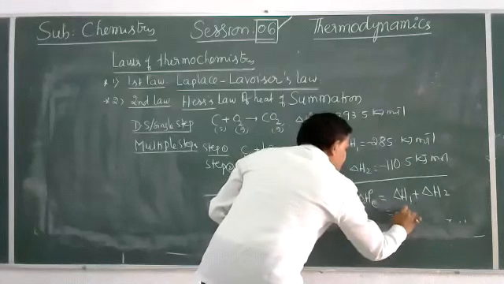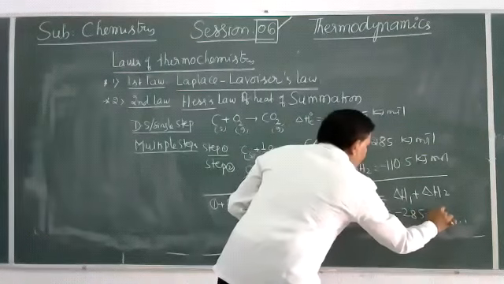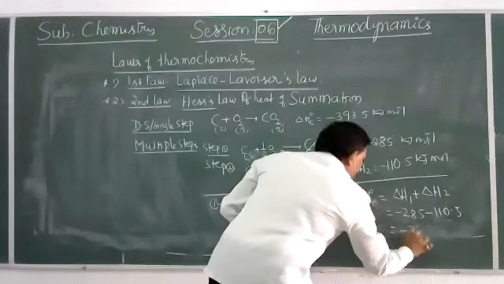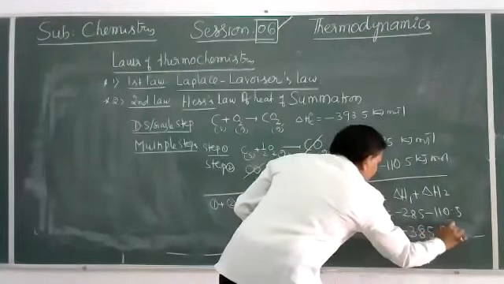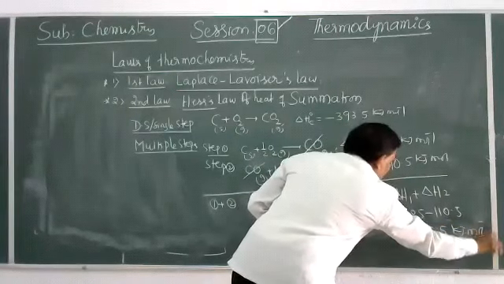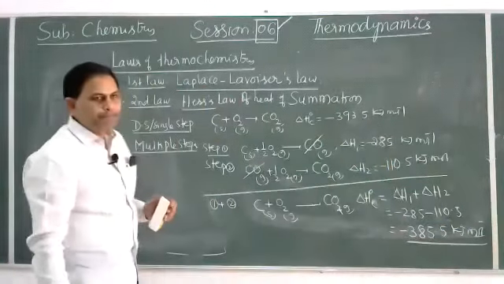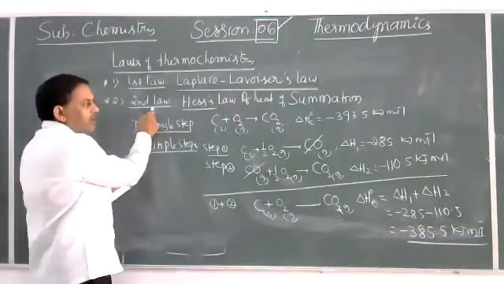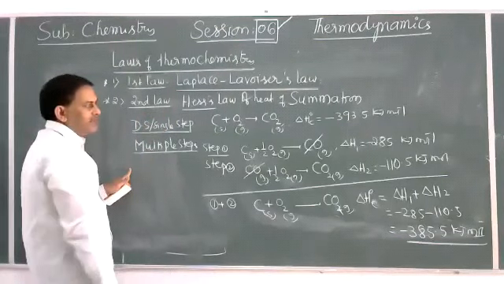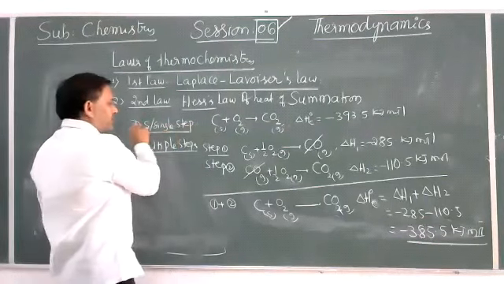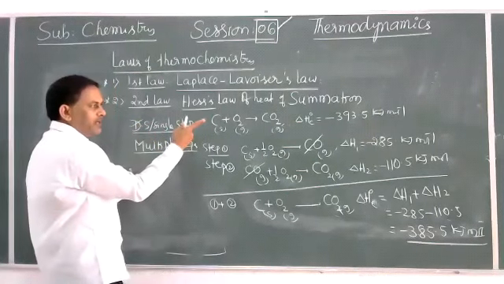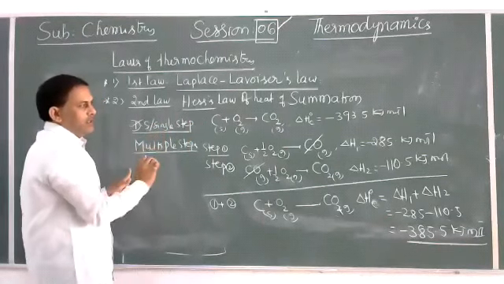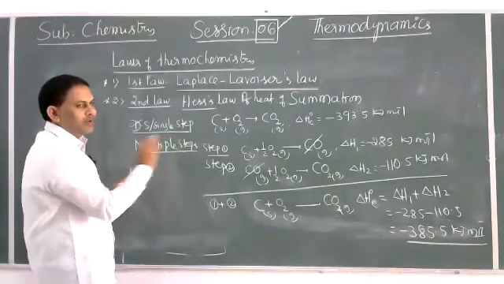Now here this value is minus 285 plus minus 110.5, that is minus 385.5 kilojoules per mole. See here, according to the second law of thermochemistry, Hess's law of heat of summation, when the process takes place in a single direct step, the amount of heat liberated is minus 393.5 kilojoules. Heat is liberated; in some other examples, it may be absorbed.